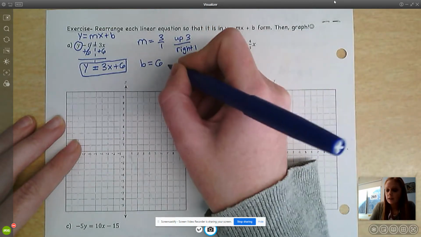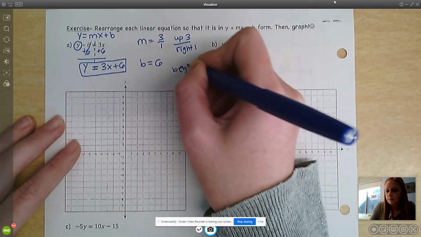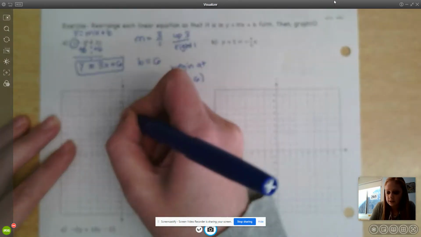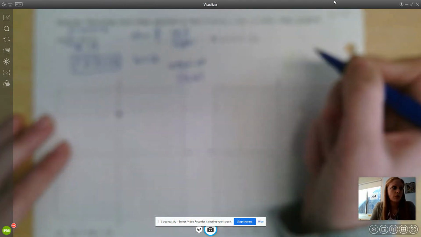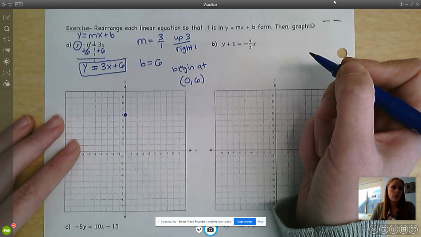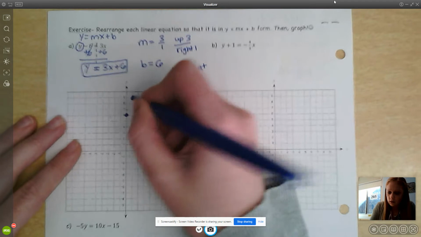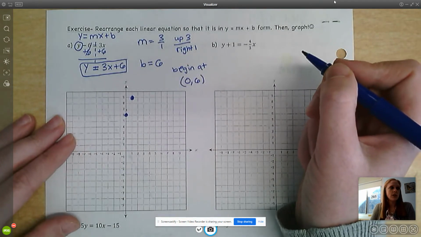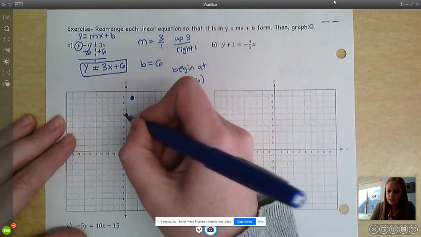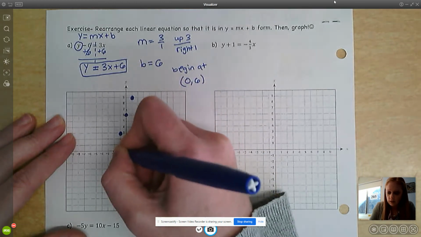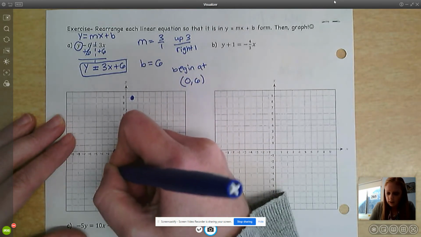right 1. And then we're going to begin at 0, 6 because the y-intercept is 6. So let's plot our first point at 6, and then we will go up 3, right 1. Up 3, right 1. All right, we ran out of room already, so we need to reverse it. The opposite of up 3 is down 3, left 1. Down 3, left 1.